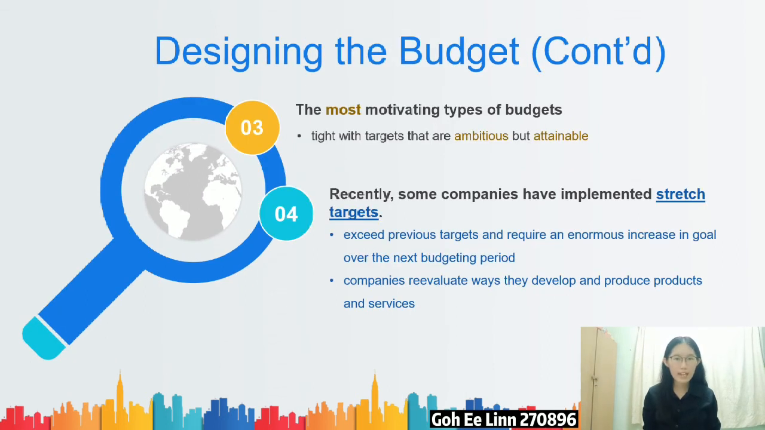Research shows that the most motivating types of budgets are those tied to targets that are perceived as ambitious but attainable. Recently, some companies have implemented what are known as stretch targets. Stretch targets exceed previous targets by a significant amount and usually require an enormous increase in goals over the next budgeting period. The theory is that only in this manner will companies completely re-evaluate the ways in which they develop and produce products and services. That's all from me. Thank you.